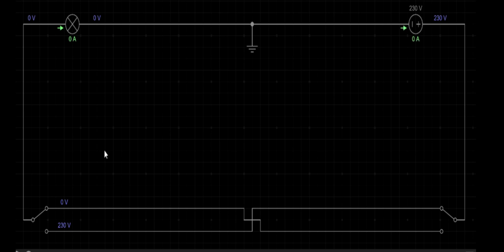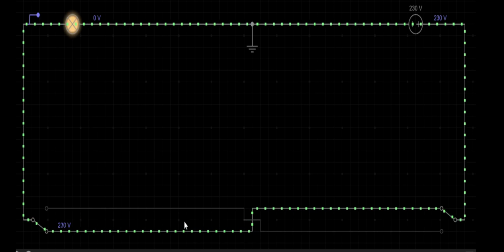In this methodology, when both of the switches are in the same position, the bulb will be off, and when both of the switches are in opposite positions, the bulb will be on. Now these both switches are in the same position, so the bulb is off, and when these are in opposite positions, the bulb will be on.